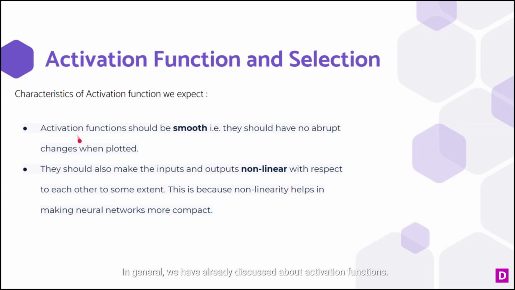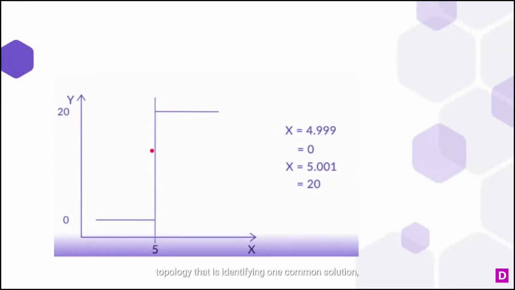In general, we have already discussed activation functions. We have two different kinds of activation functions: a logistic or softmax function for a multi-class network, and for a binary classification network, that would be a sigmoid function. So we will have a set of discussion on these activation functions.